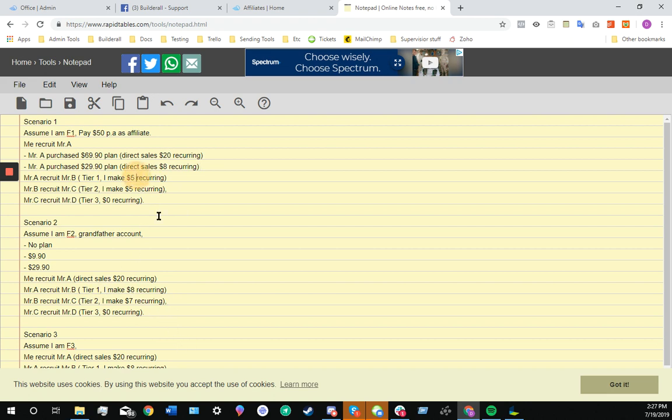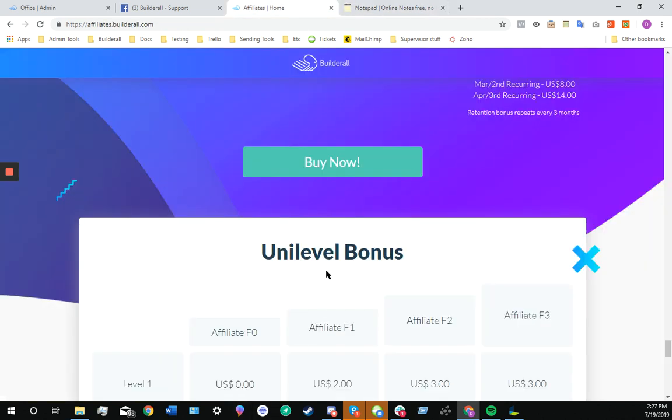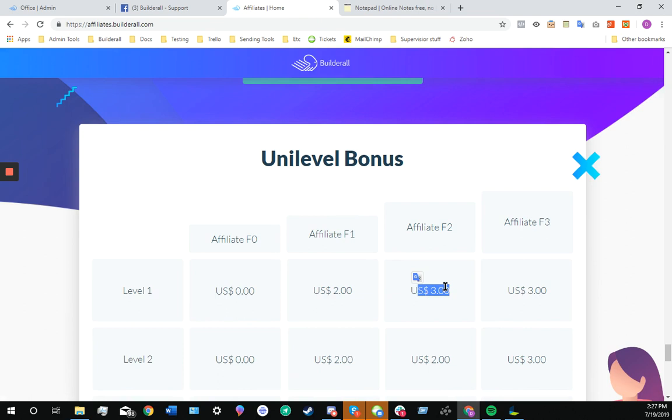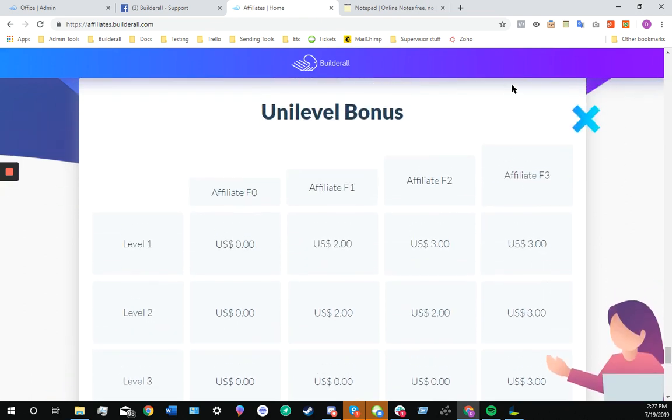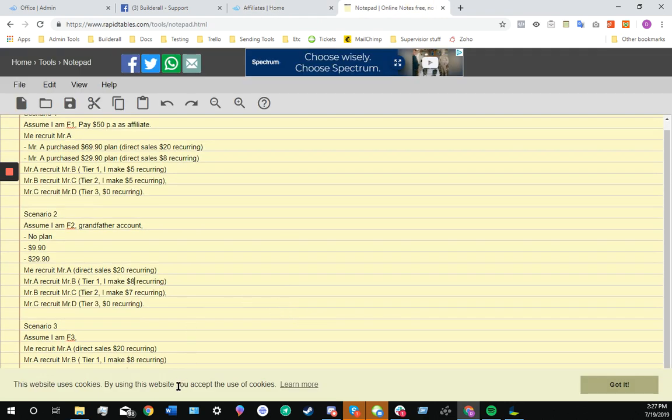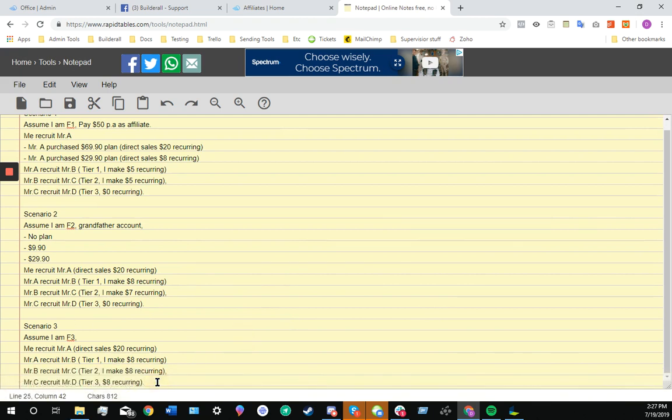However, as you see here, since you're an affiliate F2, you get increased amounts of commissions. The amount that you earn if the user is on the $29.90 plan is increased as well. It's just increased to $3 this time, as you can see there. And for F3, again, $3 as well. And that basically covers this scenario as well as scenario number 3, just because it's generally around the same vein there. So yeah, that's going to be pretty much it.